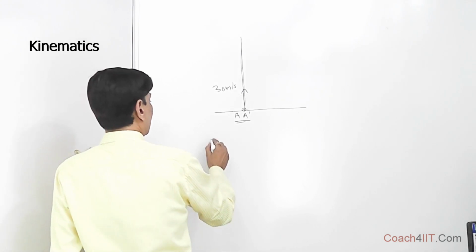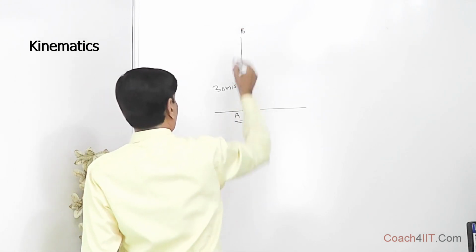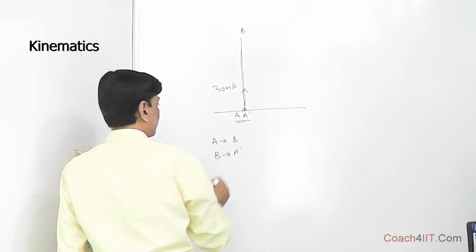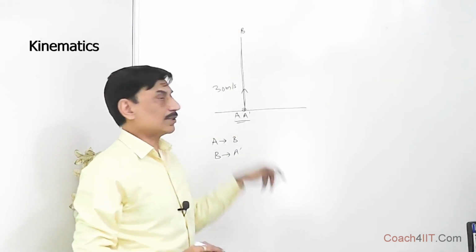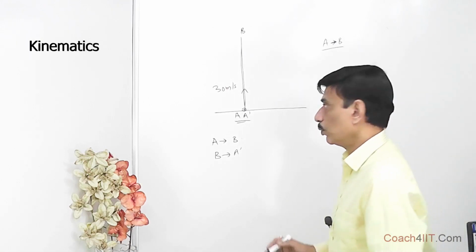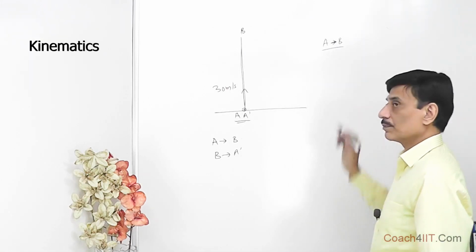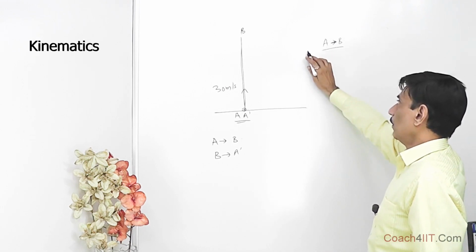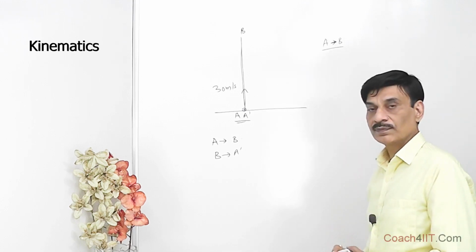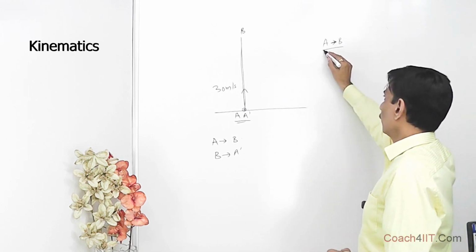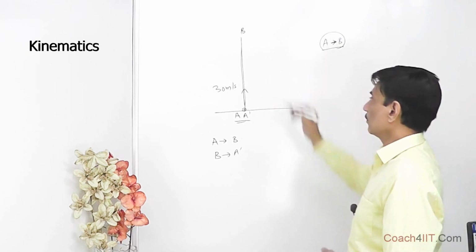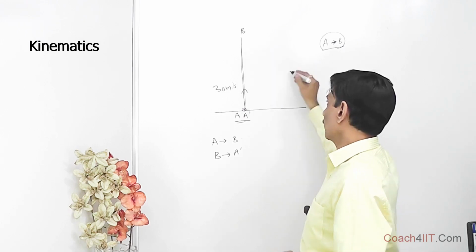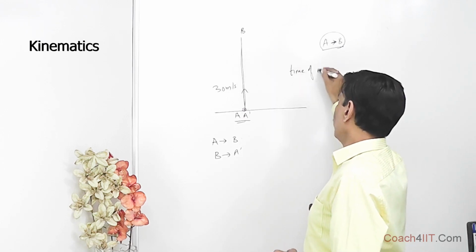One is its journey from A to the topmost position, that is A to B, and then second we shall be doing B to A dash. One is the upward journey, the second is the downward journey. When we are considering the motion from point A to point B, we are not much bothered what is happening to the body before this point of observation and after this point of observation. Our focus is primarily on the journey from A to B. And to solve this, the time it is going to take, that is the time from here to here, is called the time of ascent.